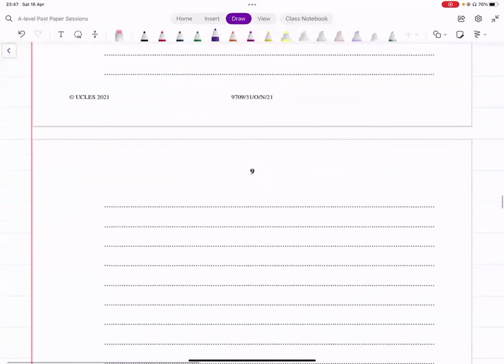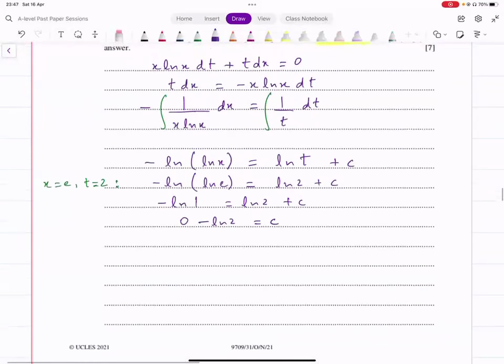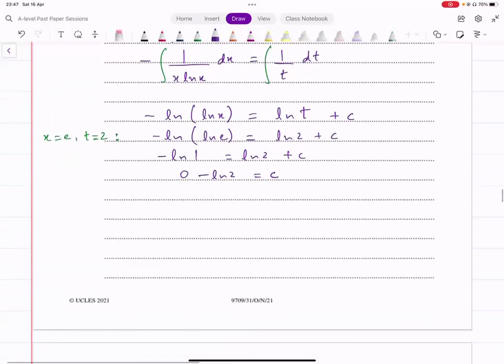So now we have some space. Now the equation that we're getting is going to look like this: minus ln of ln x that equals ln of t minus ln 2. c की जगह पे हमने ln 2 minus ln 2 डाल दिया। Now this is the solved differential equation. आपने differential equation solve कर लिया इस point के ऊपर, ठीक है?